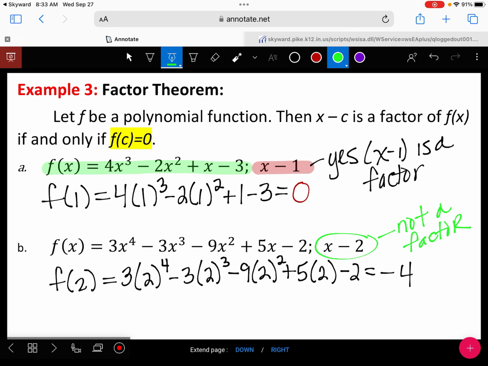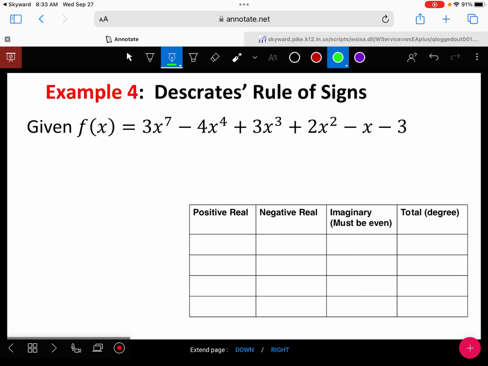All right, so the next thing we're going to talk about is Descartes' rule of signs. Go ahead and copy it down, and we'll talk about it.